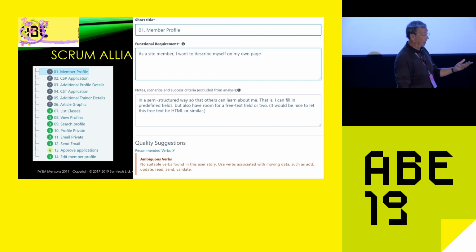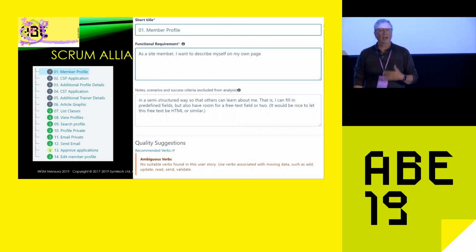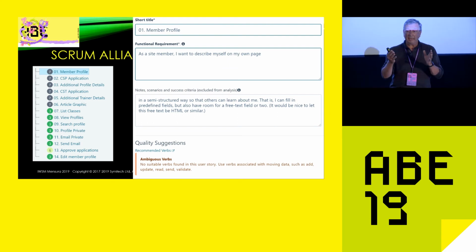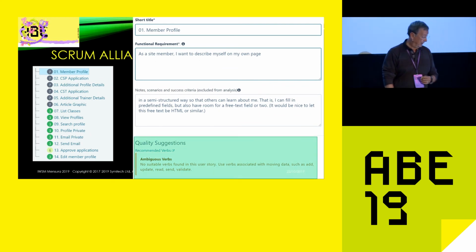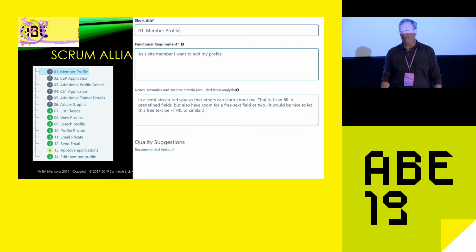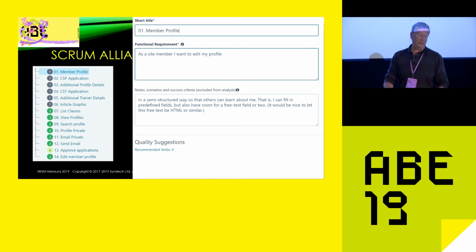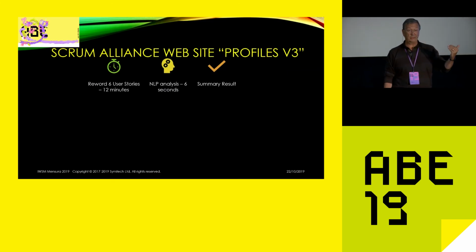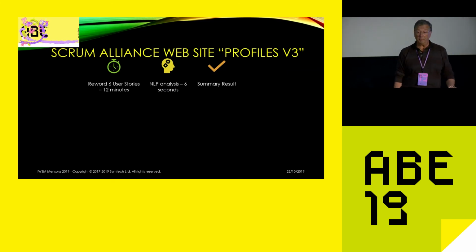It's not about describing myself on my own page. I want to create a profile. This is where the description of myself on a page is a synonym for user profile. It told me they couldn't find any suitable verbs, so I changed it. I simply said, as a site member, I want to edit my profile. That's what I think the real user story should have been in the first place. So what did I have to do? I had to reword 6 of those user stories. It took me 12 minutes.